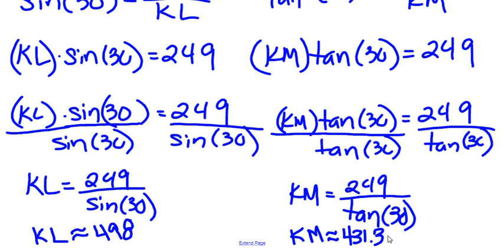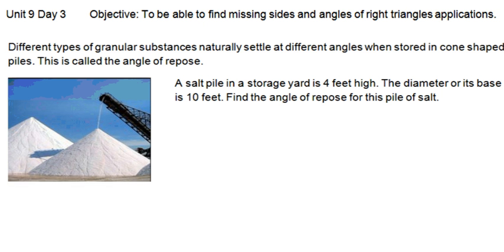Now that we've practiced some general triangles, let's see if we can apply them to various situations. When you have different types of granular substances, they always naturally settle at different angles when stored in a cone-shaped pile. This angle is called the angle of repose. So suppose you have a salt pile in a storage yard that is 4 feet high. The diameter of its base is 10 feet. We want to find the angle of repose for the pile of salt.